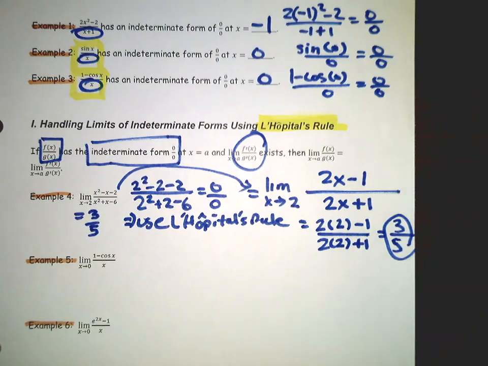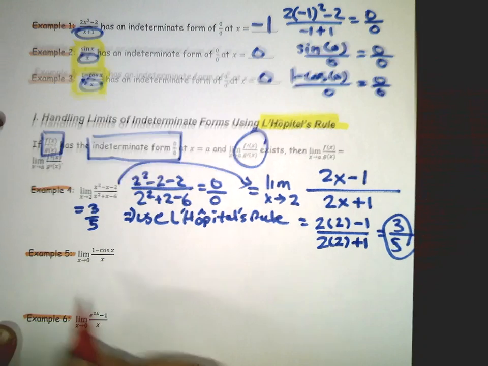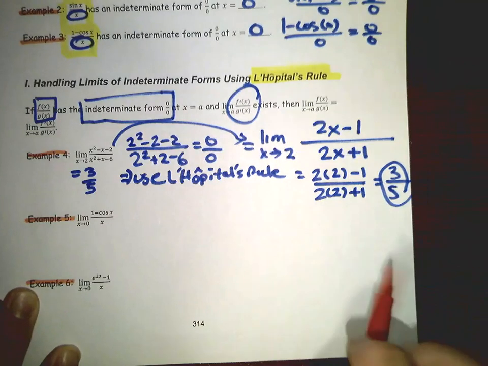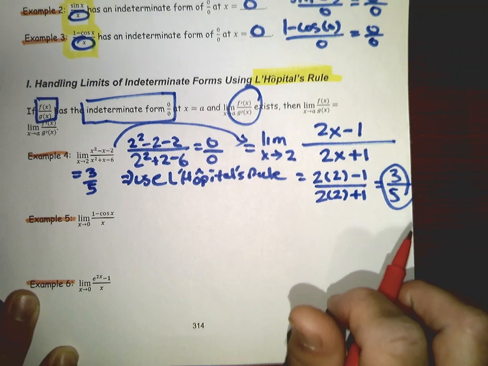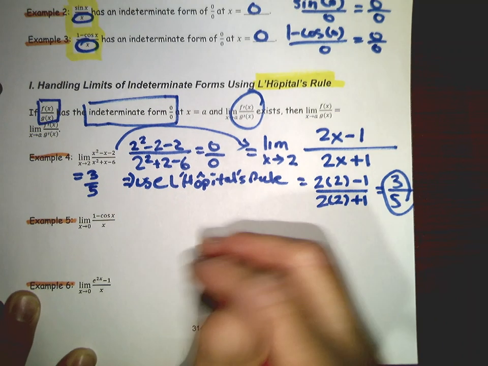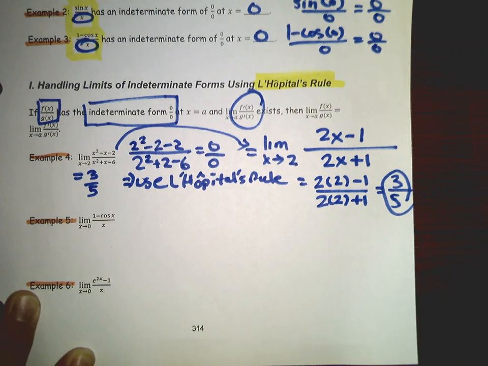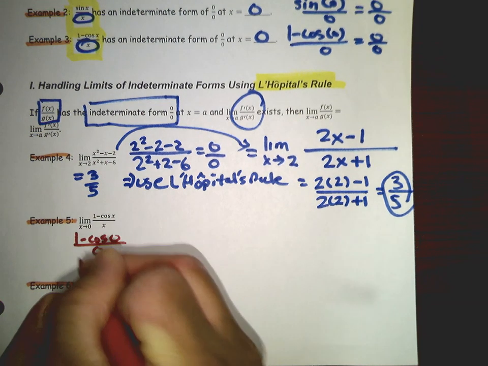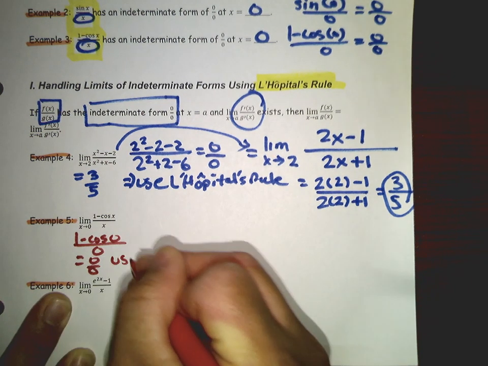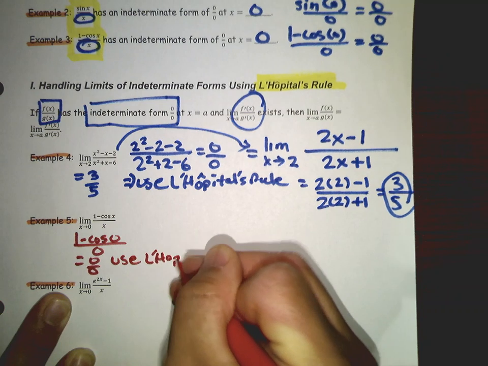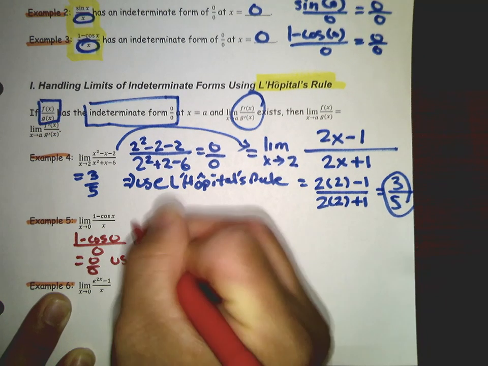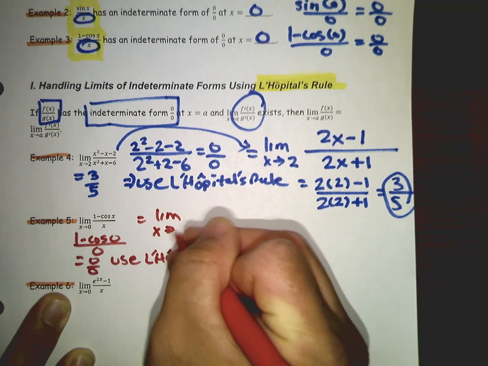All right, let's try another one here. Now again, remember, this is a situation where we needed to memorize this one in the past, but here, let's just make sure that this is 0 over 0. So 1 minus cosine of 0 over 0, that's equal to 0 over 0, so that means we can use L'Hopital's rule. So this is equal to the limit as x approaches 0.